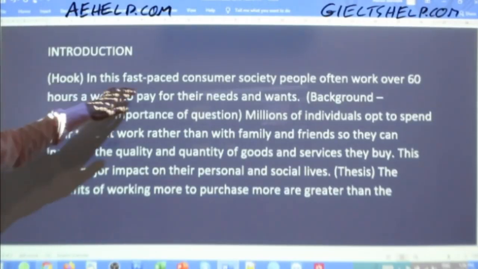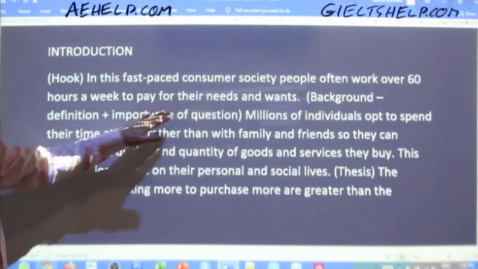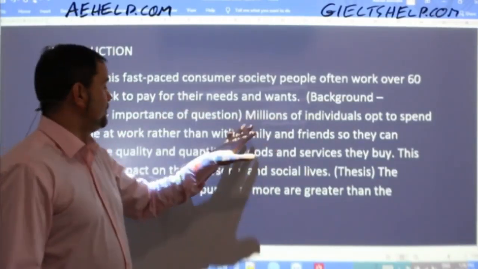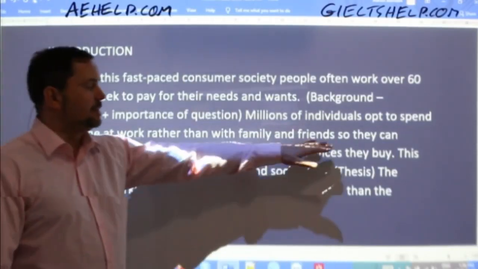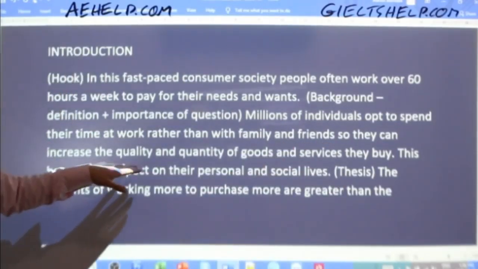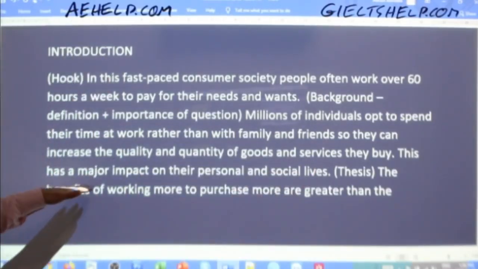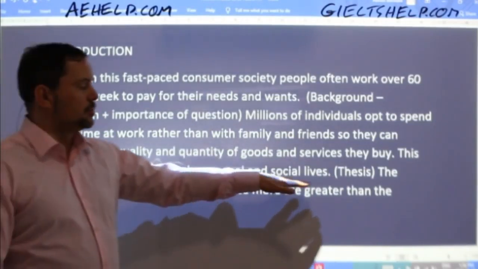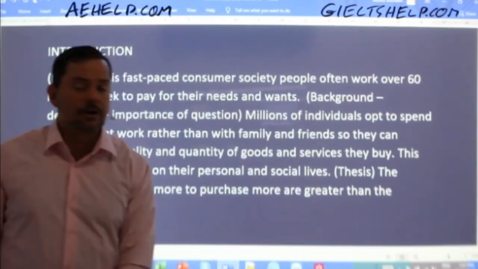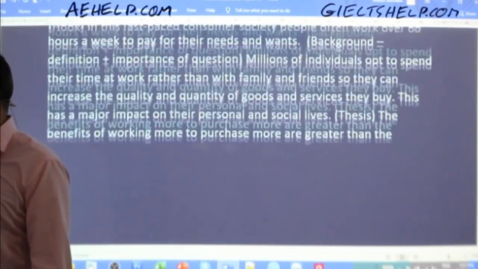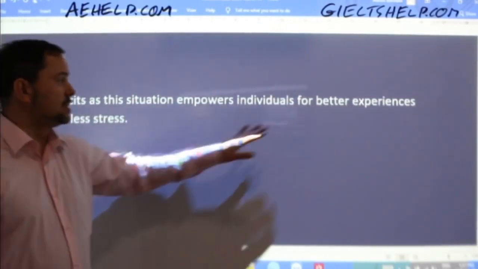So, in this fast-paced consumer society, people often work over 60 hours a week to pay for their needs and wants. Millions of individuals opt to spend their time at work rather than with family and friends, so they can increase the quality and quantity of goods and services they buy. This has a major impact on their personal and social lives. The benefits of working more to purchase more are greater than the deficits, as this situation empowers individuals for better experiences and less stress.